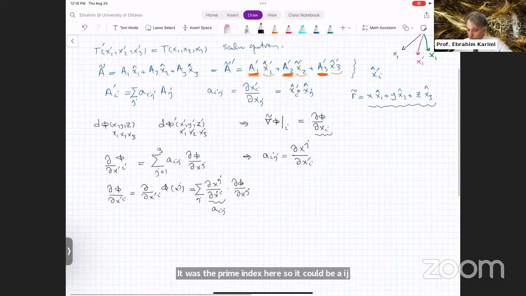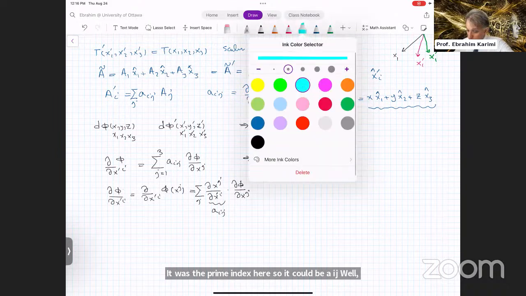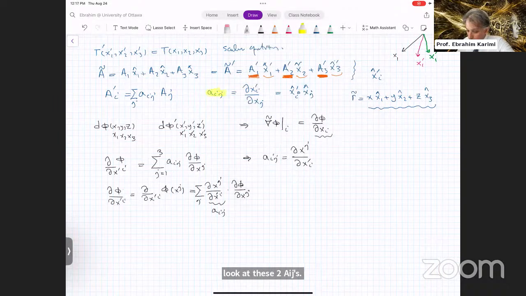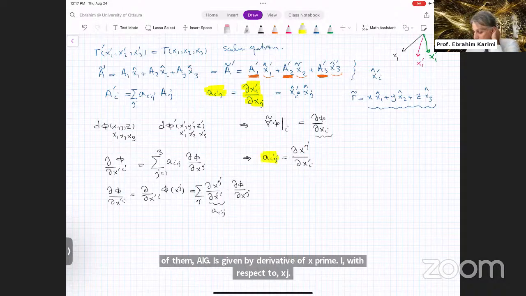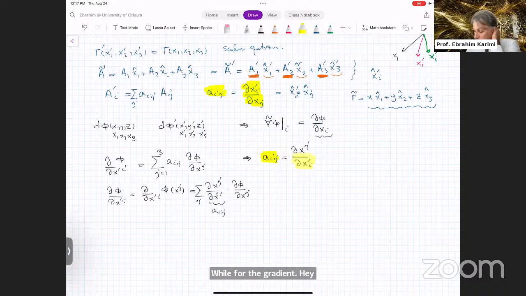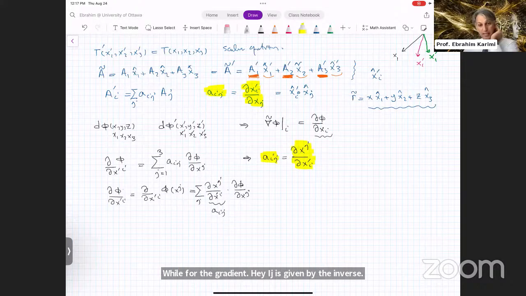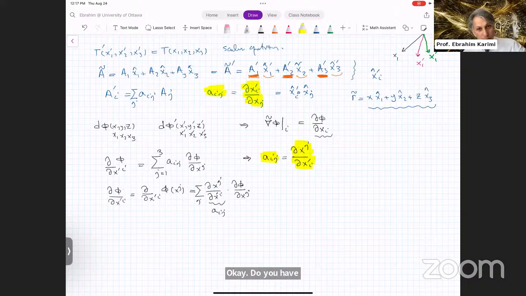Well, look at these two Aij's. One of them, Aij, is given by the derivative of x prime i with respect to xj, while for the gradient, Aij is given by the inverse. So it's given by the derivative of xj with respect to x prime i. Okay? Do you have a question? Okay, so no question.